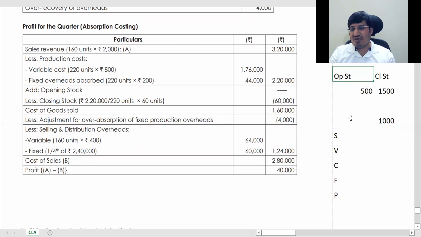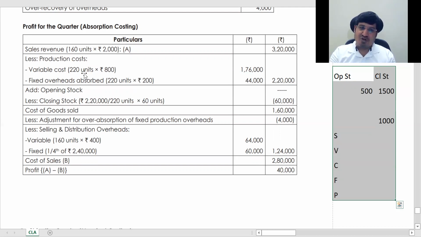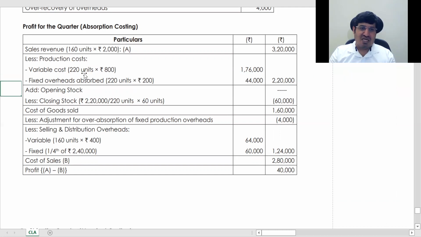That creates that difference. In this case, your sales is 160 units and production is 220 units, so you have a closing stock which is more. Zero opening stock at the beginning, but closing stock is 60. So profit as per absorption costing will be more than marginal. Let's just see marginal. Any questions in this?